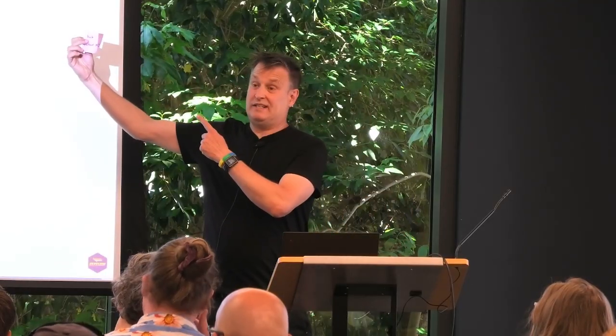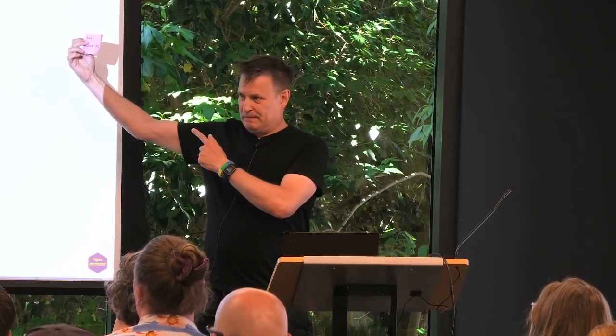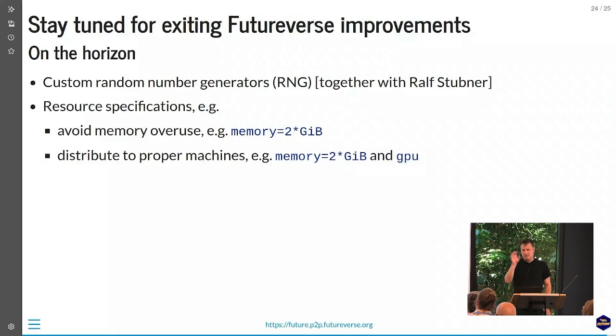The future is bright and fabulous, although it might not look like that all the time, but it is. So I would say stay tuned for future improvements on the horizon, more customized random number generation. This is for the whole Futureverse. Resource specifications, this is very important. So in these post-it notes, you can say, I need 2 gigs of memory and a GPU, and I want to implement this regardless of peer-to-peer network or how you parallelize. That is something on my 10-year wish list.